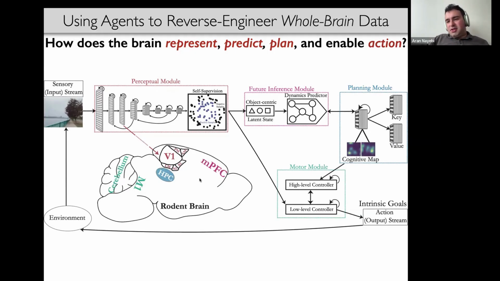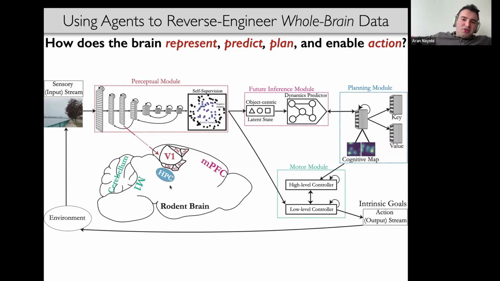So here I'm highlighting, just to parallel the video I just showed you, again a rodent brain, and each of these modules is color coded to see which of its internal representations best match that brain area. So the perceptual module maybe best matches visual areas. The future inference module might best match MPFC. Planning, maybe hippocampus; motor, cerebellum and M1. So now this is just a schematic.